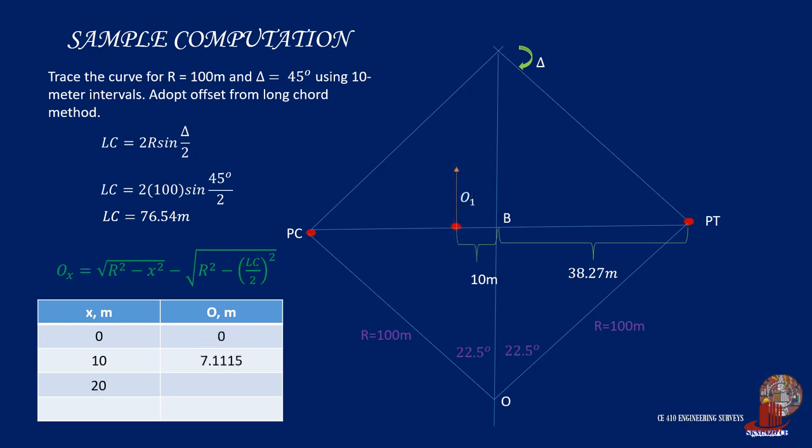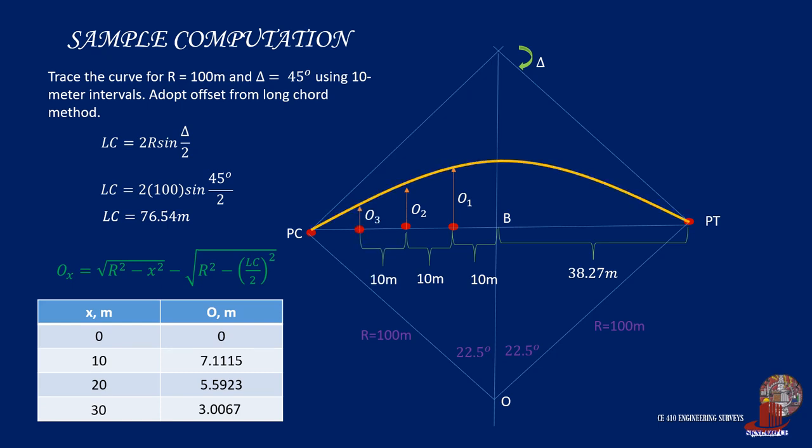At 20 meters, OX is measured as 5.5923 meters. And at 30 meters, OX is computed as 3.0067. After laying out these distances perpendicularly from the long chord, draw out the simple curve.